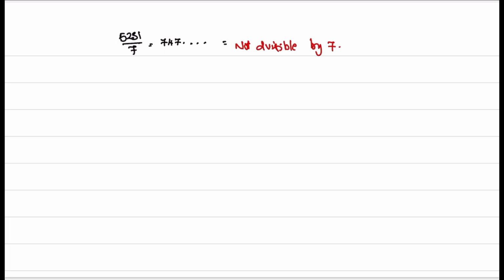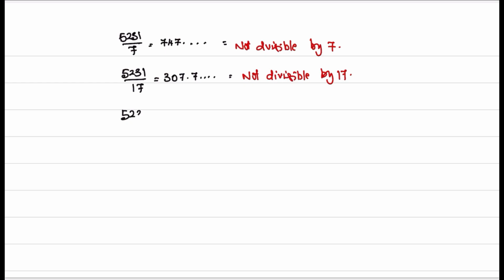Let me take 5231 divided by 17. 17 3s are 51, then 1 brought down, that is not divisible, hence 0, then 1 3 1. 17 7s are how much? 119. 12 is remaining. Again 7 something. That means it is also not divisible, some decimal is coming, integer is not coming, not divisible by 17.